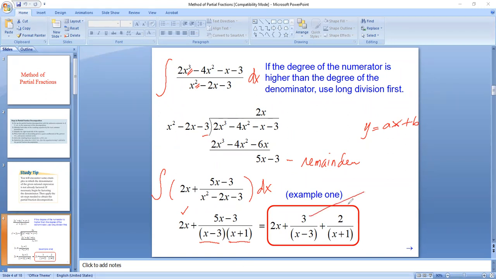Now, question is, how about this 3 and 2, Miss? Where did you get this 3 and 2? These 3 and 2 are actually the A, the B, the C, etc. In this case, you only have until B. The A and the B, the unknown constants. How we determine this A and B, that will be illustrated in example number 1 on the next slide.